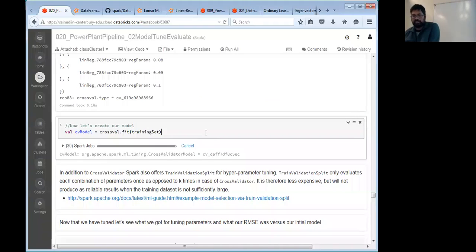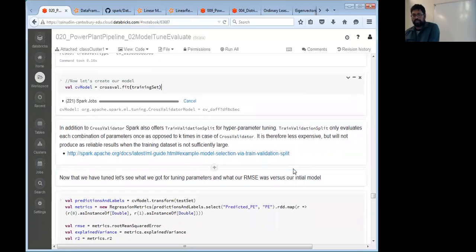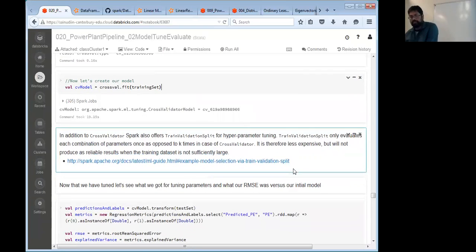This creates our cross-validation model, and we can just call fit on the cross-validator with the training set, and it's going to take a few seconds. In the end we will be able to set up our CV model. There is another whole way of doing this. When the models get too complex, we cannot do cross-validation, so then you can just split the data into training and validation splits.